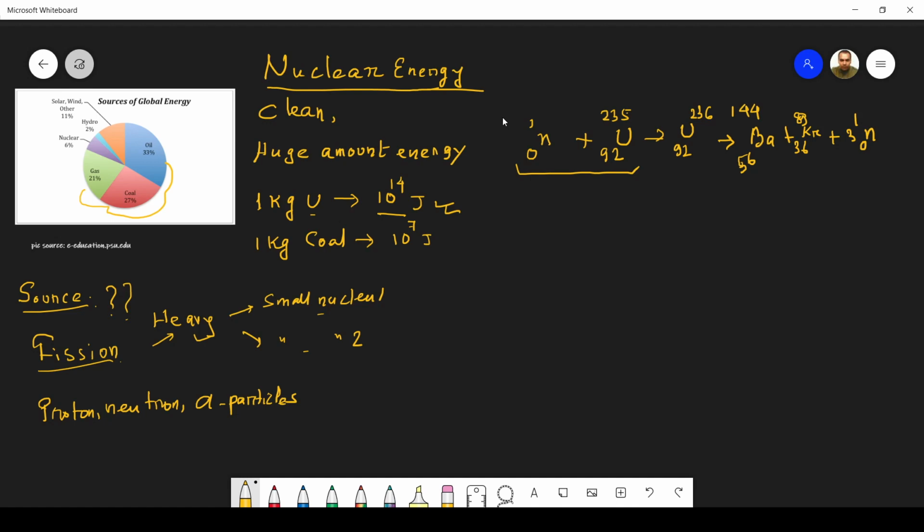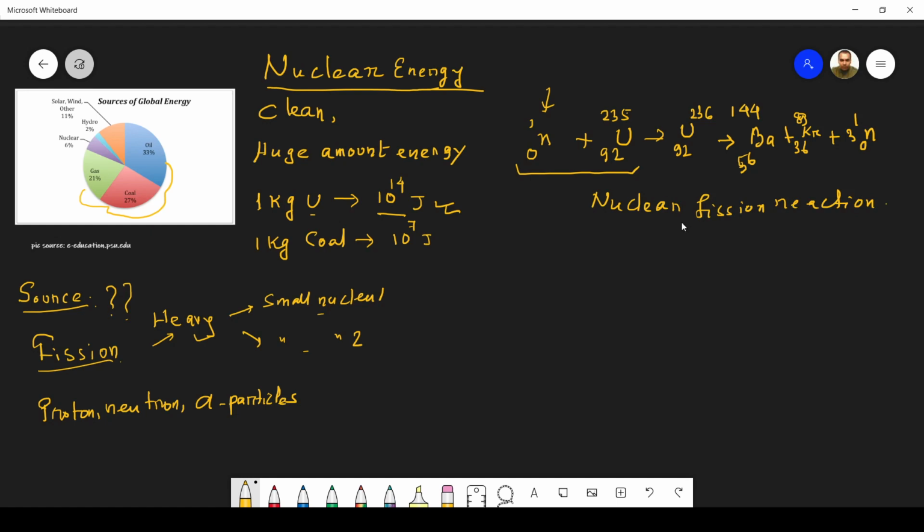A heavy nucleus like uranium 235 is broken by bombarding it with a neutron, and we get these products. The resultant products are also radioactive, and stable products are obtained later by emission of beta particles. So this is an example of a nuclear fission reaction.